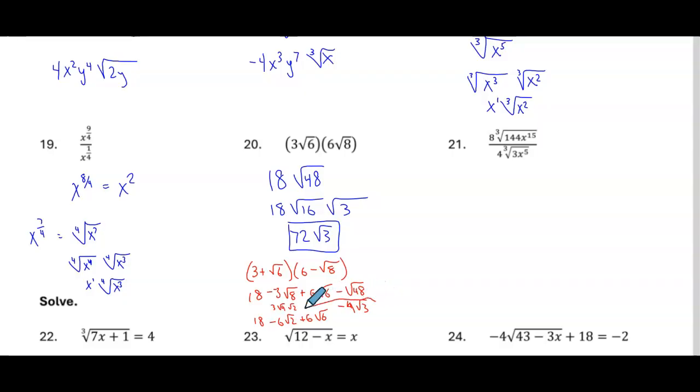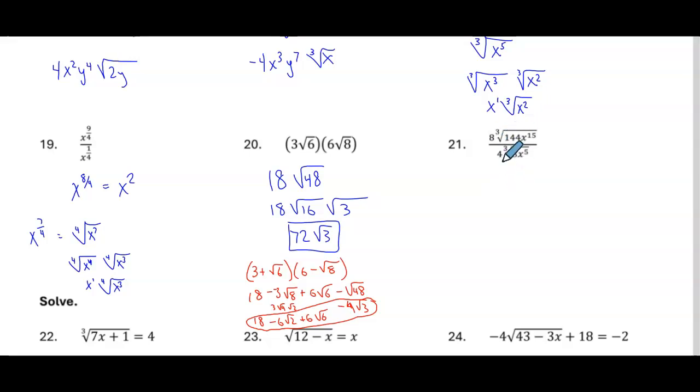So if you look at all of this, nothing can be combined, because in order to add or subtract radicals, you must have the same exact radical. And none of those do. So just so you're aware, if there is a FOIL situation, that's what you would do.